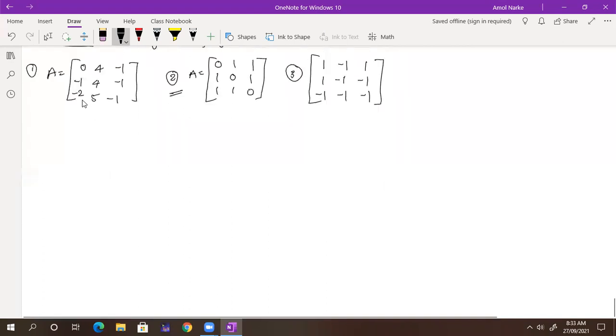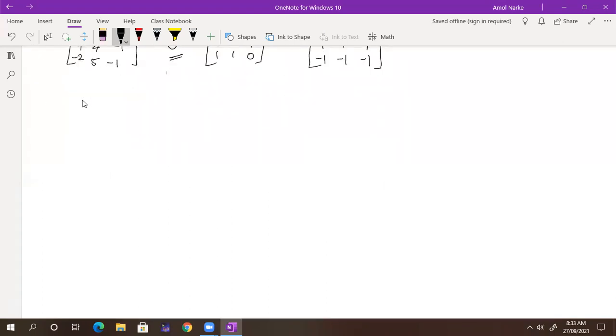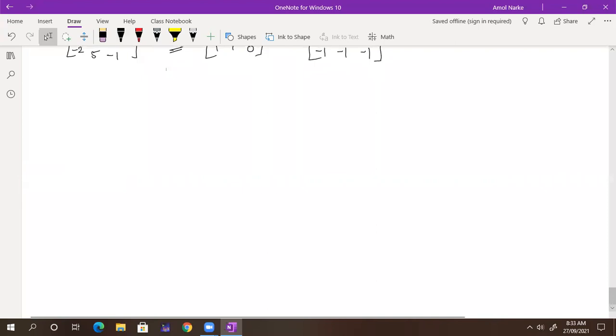So in today's lecture, we are going to see one theorem. I think some of you already know this theorem, and we are going to solve examples on it. The theorem is called the Cayley-Hamilton theorem. So write it down, everyone.